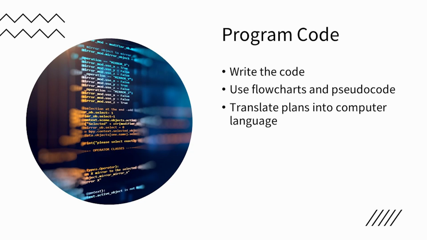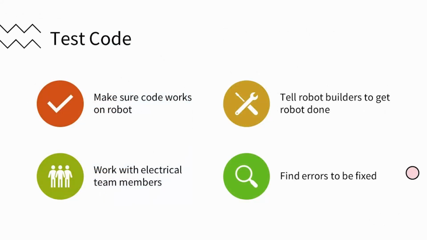The third and most commonly known step is to finally program the code. Here, the programmers will transform what they designed into computer language that the control system on the robot can understand. Once the code is written, the next step is to test the code. They have to ensure that the code works properly.